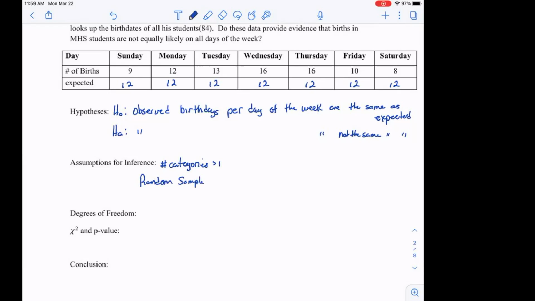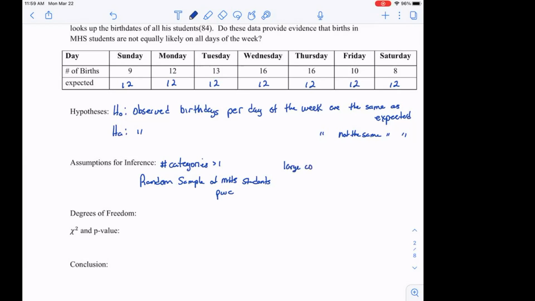Random sample of MHS students. Do we have that here? This is going to be a PWC because it was a convenience sample. I just went and grabbed my kids.